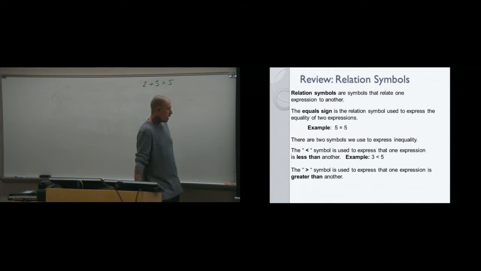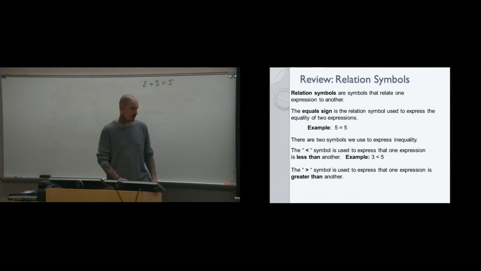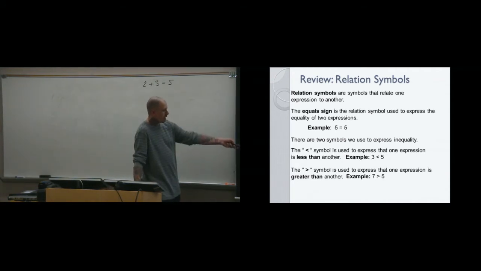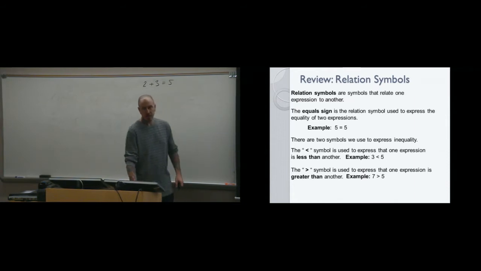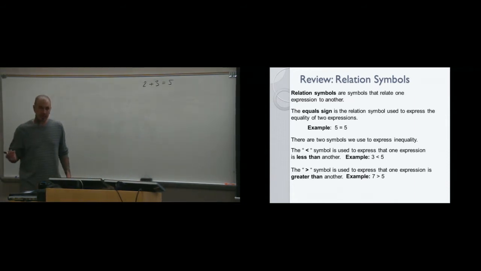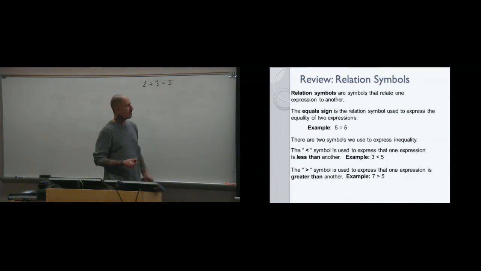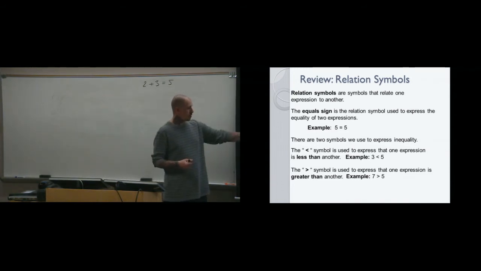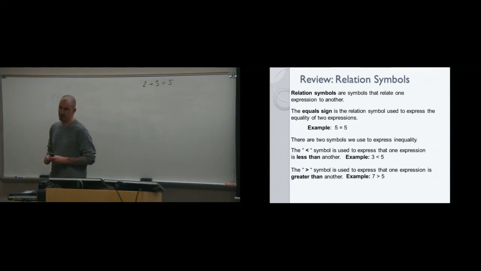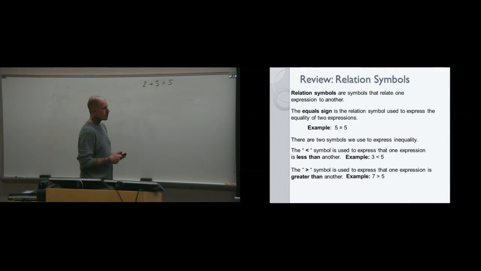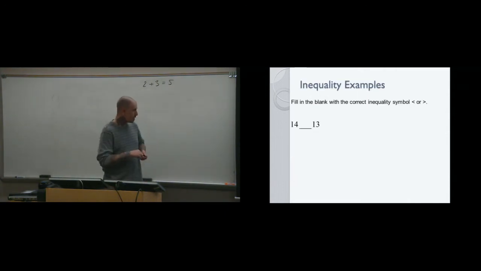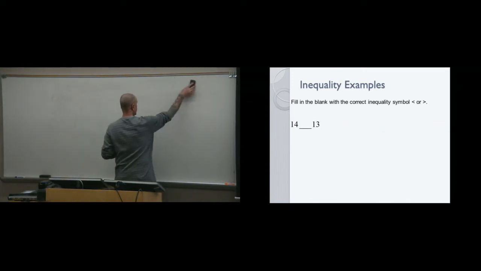If you flip that symbol around, so that when you're reading from left to right, you encounter the larger portion of the symbol first, that's the greater than symbol. So something like 7 is greater than 5. Okay. So we've got three possibilities right now. We can either use equality, 5 equals 5. We can use the less than symbol, 3 is less than 5. Or the greater than symbol, 7 is greater than 5. Okay. So three different relation symbols that we've used before. So what we want to do is we'll start off with the simpler ones, just using whole numbers.